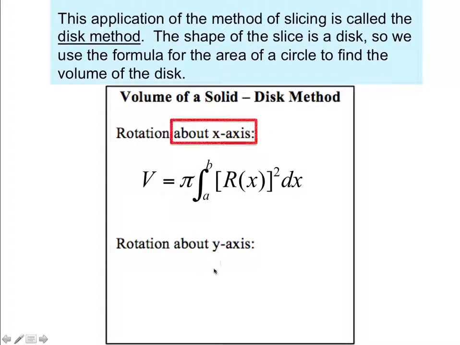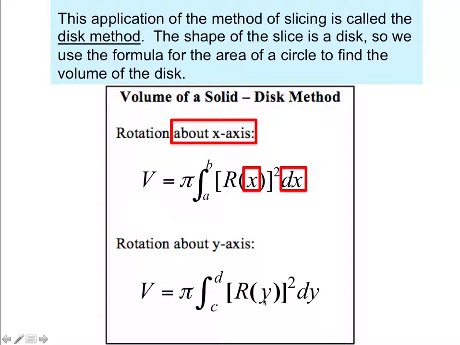And then if we rotate something about the y-axis, then we're going to be stacking those disks vertically. And in order to do that, the radius is going to be measured off the vertical axis. So the radius is going to be a horizontal distance, and so we would have to rewrite the function so that we get it in terms of y. And so that cylinder ends up being pi times the function in terms of y squared times dy. So there are the two methods by which we'll be calculating the volume of a solid.